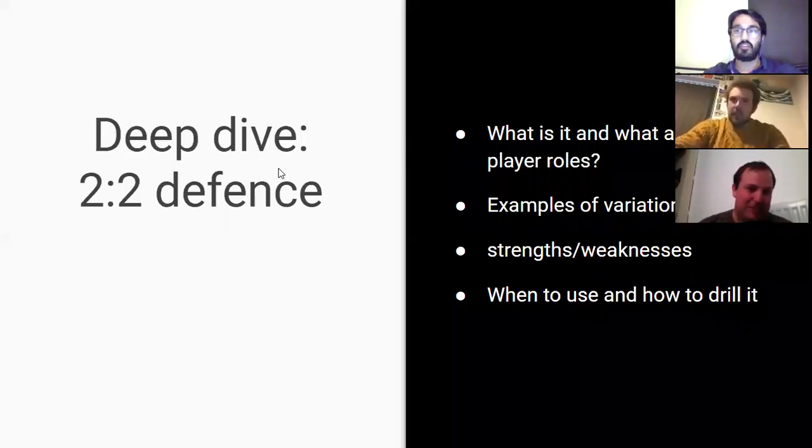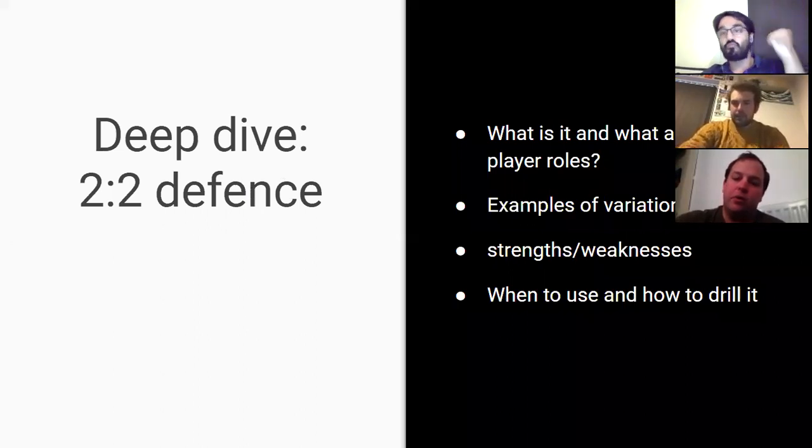So today we are looking at something called a 2-2 defense. This is another type of defense that you can use. We're going to go over what the roles are for players on pitch, what it is in general, some examples of some variations because there are lots of different kinds, its strengths and weaknesses, and as always at the end, when we would choose to use it and how we might try and drill it.